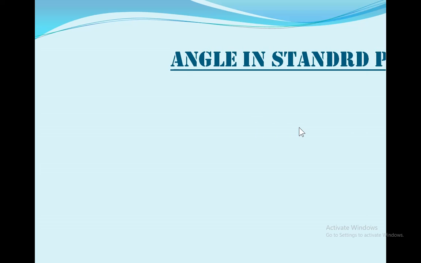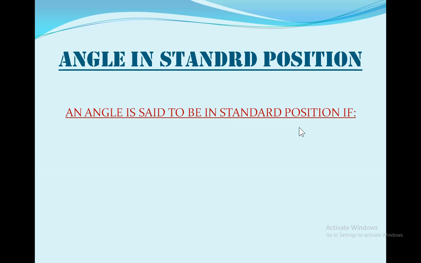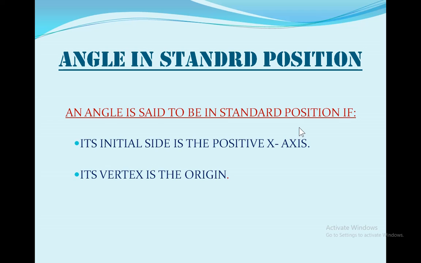Moving ahead, definition of an angle in standard position. An angle is said to be in standard position if there are 2 points, viewers. One is its initial side is the positive x-axis and the second one is its vertex is the origin. Very simple and clear. Moving to the next.